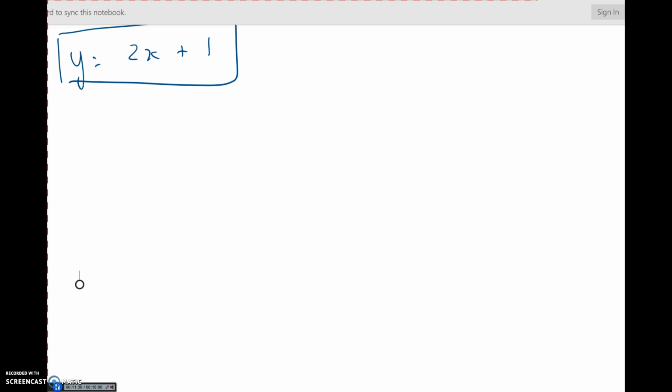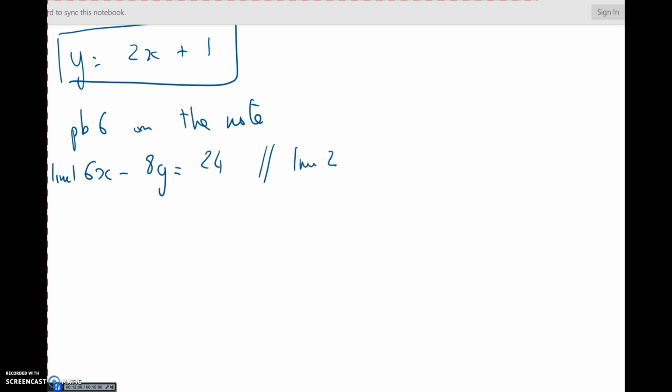Number 6. Okay, so I'm going to do problem number 6 on your note. So, what do we have? We have an equation of a line which is 6x minus 8y equals 24. And we know that, so find the equation of a line parallel to the line. So that's the line, we call that line number 1. And we know that this line number 1 is parallel to another line, number 2, that we don't know.